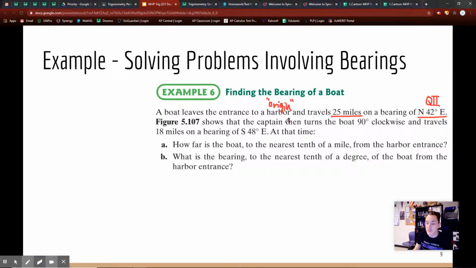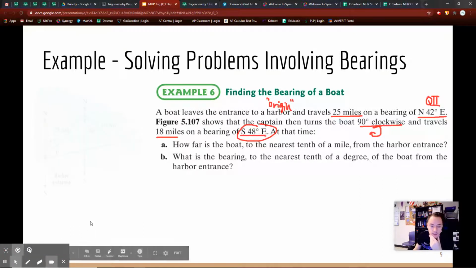Now, it shows that the captain then turns the boat 90 degrees clockwise. So clockwise is like this, okay? 90 degrees clockwise and travels 18 miles with a bearing southeast. This one's hard because you're basically given two different sections, almost two different quadrants right on top of each other. What we want to know is how far the boat is from the harbor entrance, and also what is the bearing of the boat to the harbor entrance.